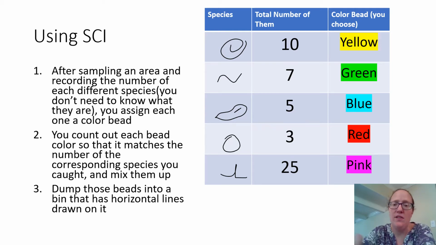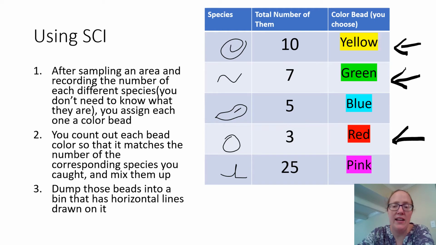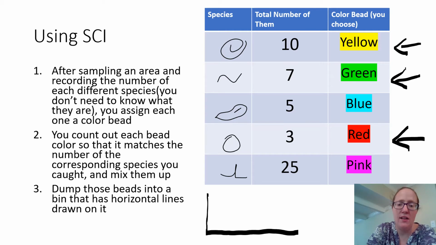So let's say that we found 10 of these little swirly guys, and then we found 7 of these little wormy looking guys. And we're going to assign them each a different bead color. So the swirly guys are going to be yellow. The worm looking guys are going to be green beads. Then you've got this circle looking guy, he's going to be red beads, and so on. And you're going to dump them all into a tray, and the tray looks like this. It has horizontal lines drawn across it.